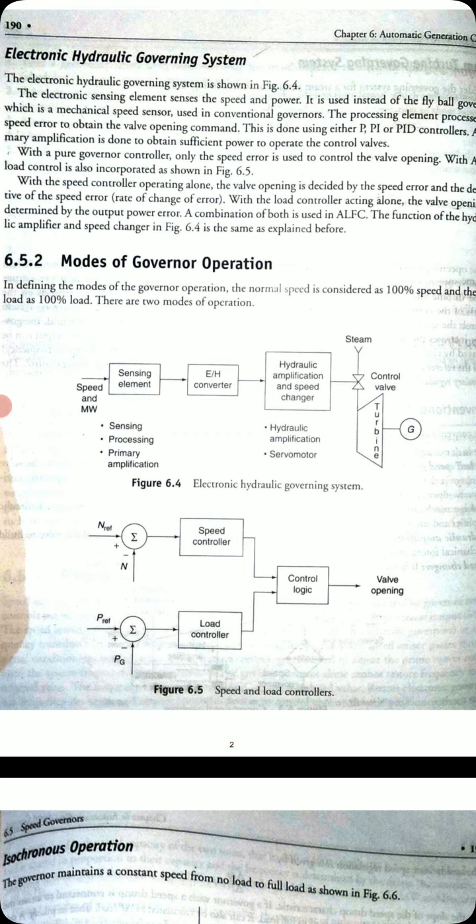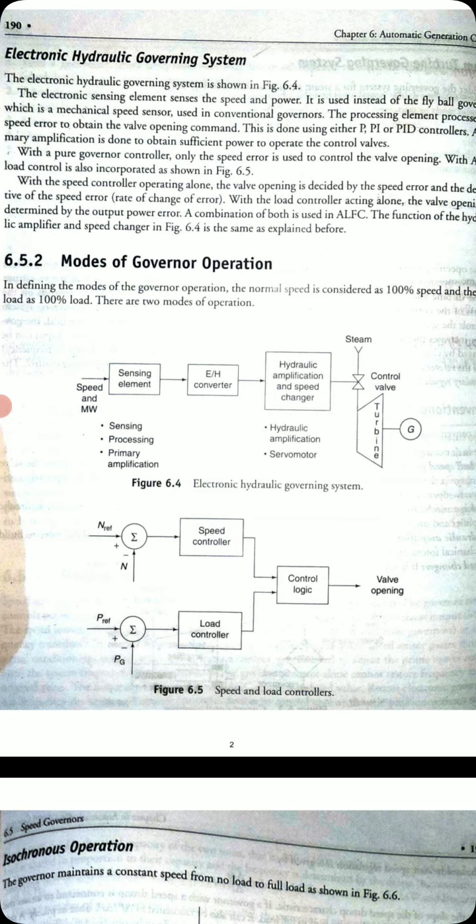So this is regarding the electronic hydraulic system. Now we will move to the modes of governor operation. So what are the different modes of governor operation? It is defining the modes of the governor operation. The normal speed is considered as 100% speed and the full load is considered as 100% load.